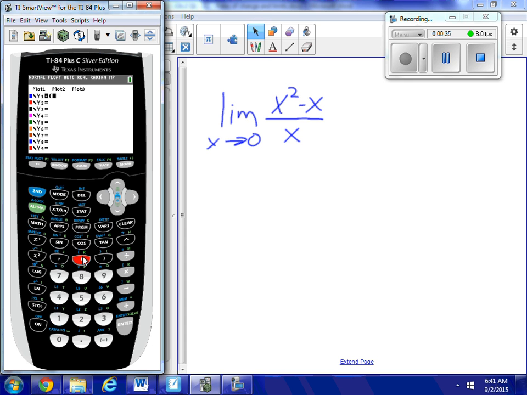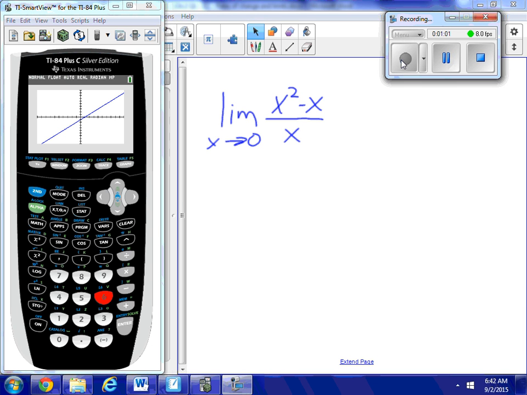So I always put my numerator in parentheses and my denominator in parentheses. My numerator is x squared minus x, close parentheses, and I'm dividing that by, well, I'll use parentheses even though I don't have to for the x, divided by x. And I'm going to take a look and see what it looks like on the graph. So I'm going to go ZOOM 6, which starts me off with a 10 by 10 graph. Oh, wow. It looks like a straight line.